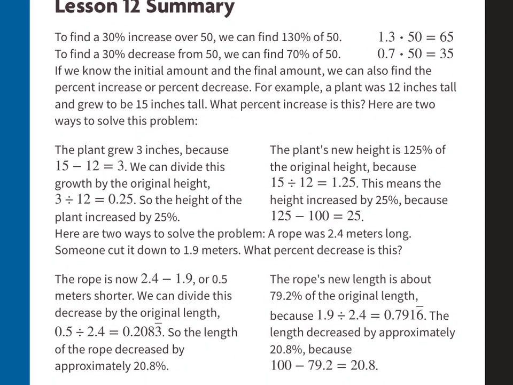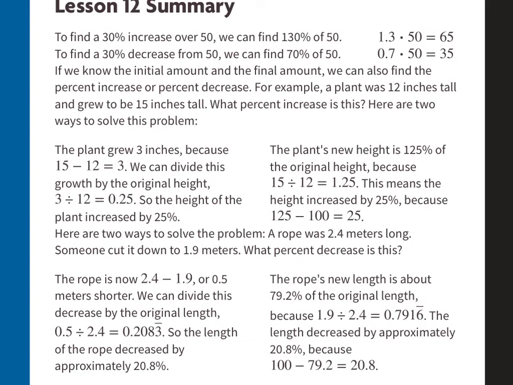To find a 30% increase over 50, we can go 130% times 50. To find a 30% decrease from 50, we can find 70% of 50. Remember, that's where we just start with 100 and add 30 or subtract 30. If we know the initial amount and the final amount, we can also find the percent of increase or percent of decrease. For example, if a plant was 12 inches tall and grew to be 15 inches, what percent of increase is this? Here are two ways to solve the problem. The plant grew 3 inches because 15 minus 12 is 3. So we go 3 divided by 12, and we get 0.25, which is 25%.